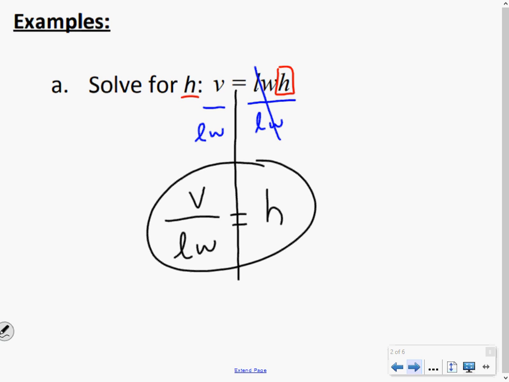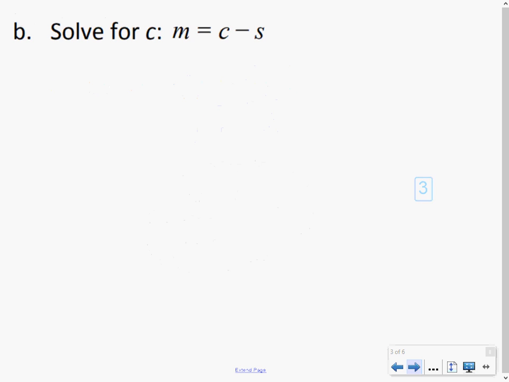This is what it looks like to solve for H. It just means get H by itself. We don't know what number H is equal to. We just know that H is equal to V divided by LW. So let's see another example here.